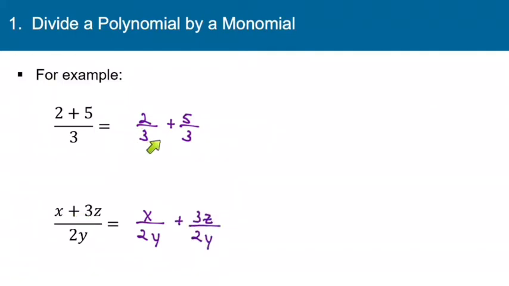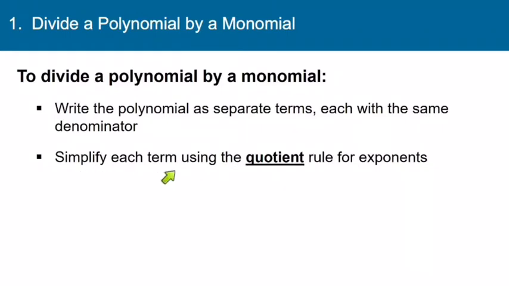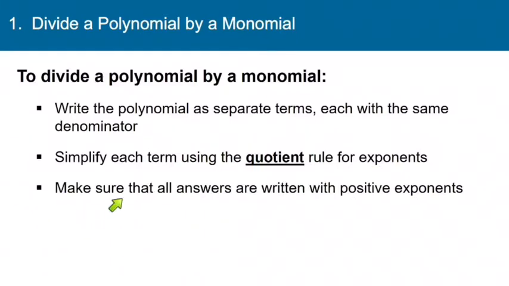And then you see, once you get it separated into separate terms, you'll be able to simplify or reduce each individual fraction as required. So, to divide a polynomial by a monomial, all you have to do is write the polynomial as separate terms. Each one will have the same denominator. And then you simplify each term using the quotient rule for exponents. Now make sure at the end that each term in each answer contains only positive exponents. Always remember, you never want to leave a final answer with negative exponents.